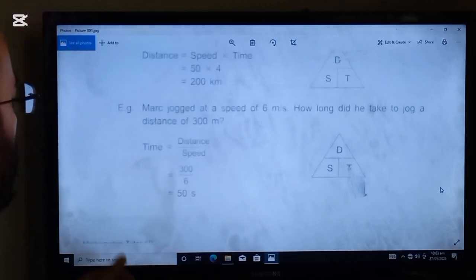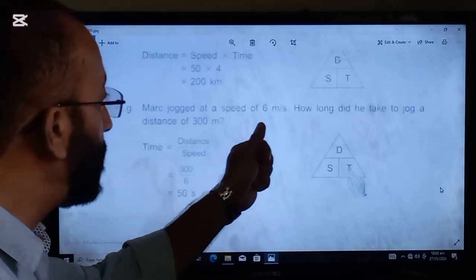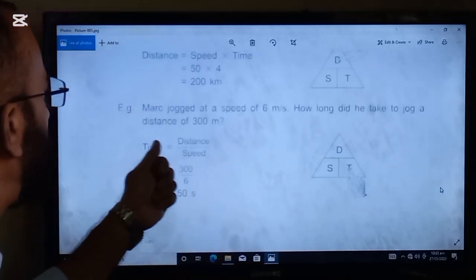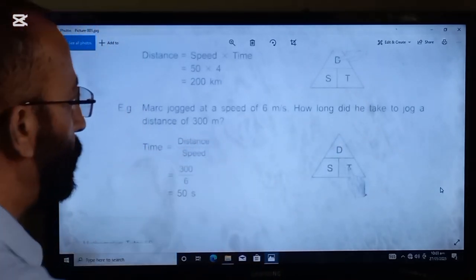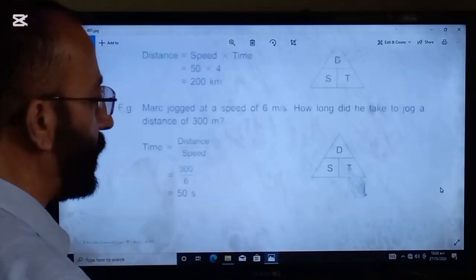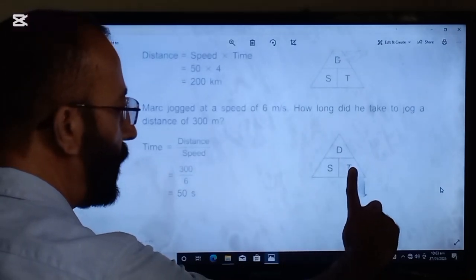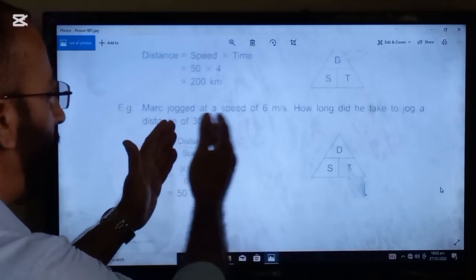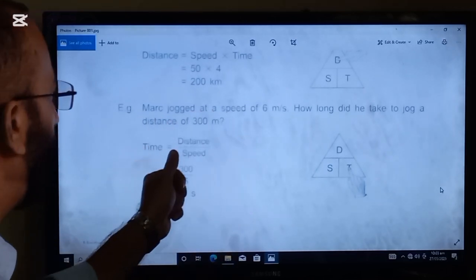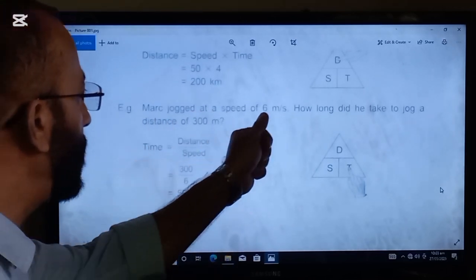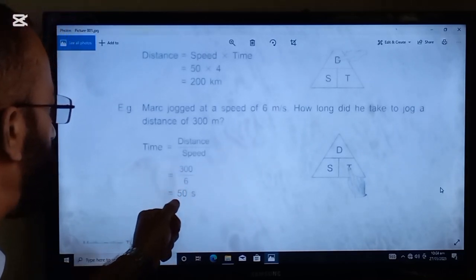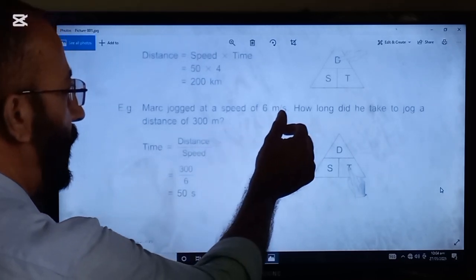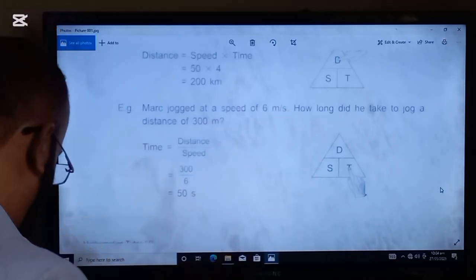Another question is here: Mark jogged at a speed of 6 meters per second. How long did he take to jog a distance of 300 meters? So how long stands for time, which is the requirement. Cover the time with the index finger. The formula for time will become distance over speed. Putting the values from the data into the formula, distance is 300 meters and speed is 6. So 300 over 6 will give us the answer 50. Because the units used in the data are meter and meter per second, second will be the unit for the time.